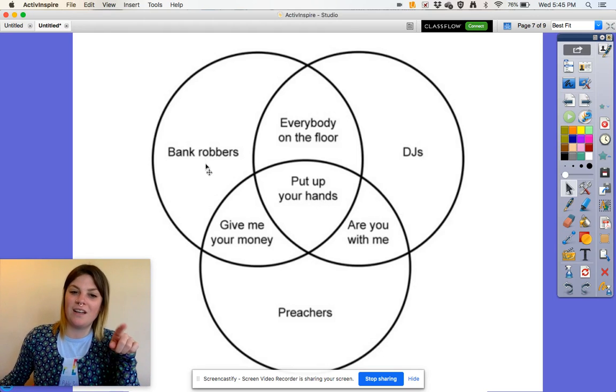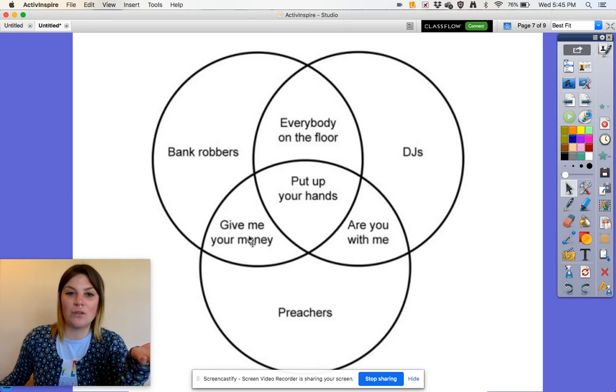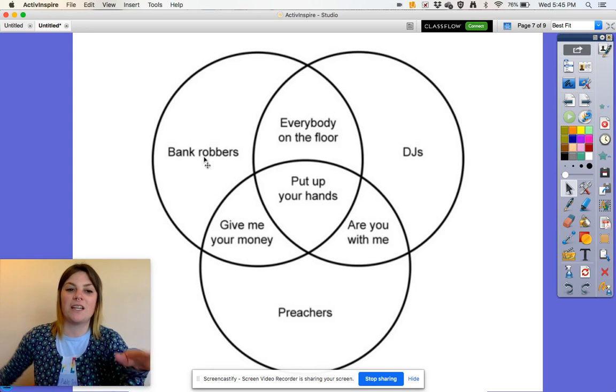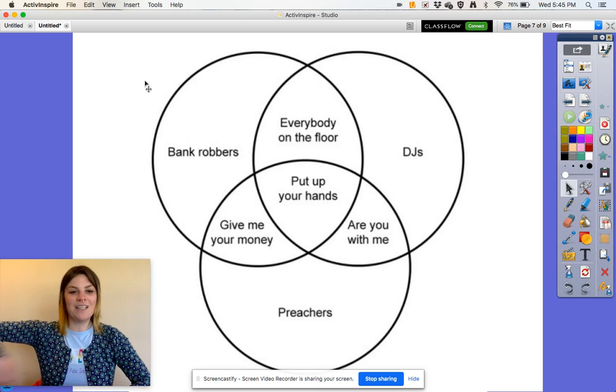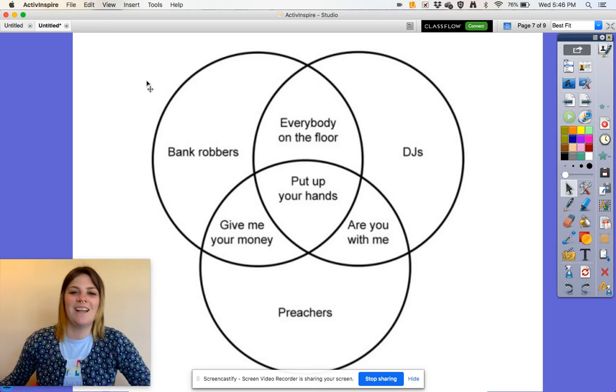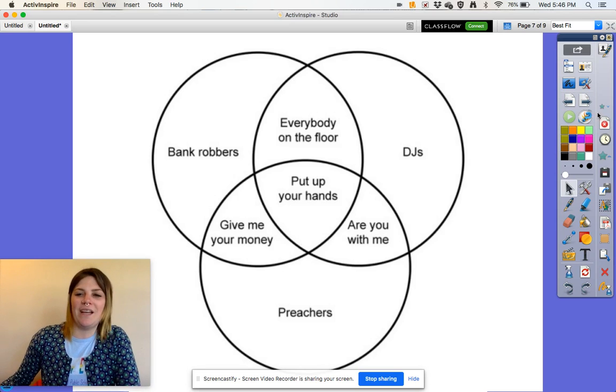Also kind of funny, although not true about all preachers. They ask for donations, they take money, and then everybody on the floor. So bank robbers are saying, get on the floor, face down, and DJs are saying, get on the dance floor, let's go, let's dance. So anyway, I like that one a lot.